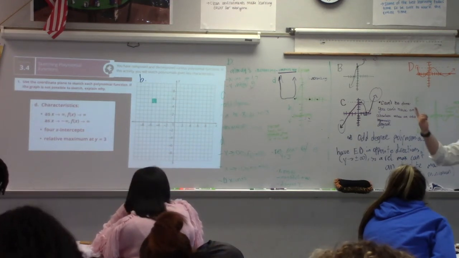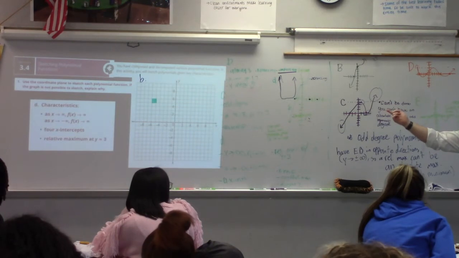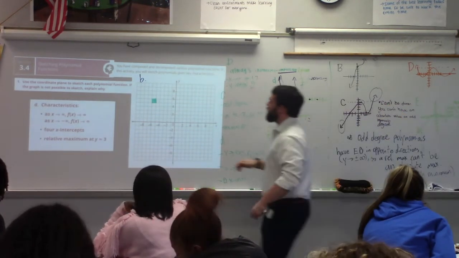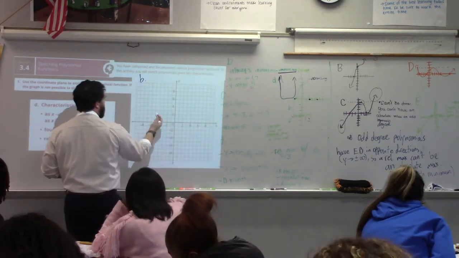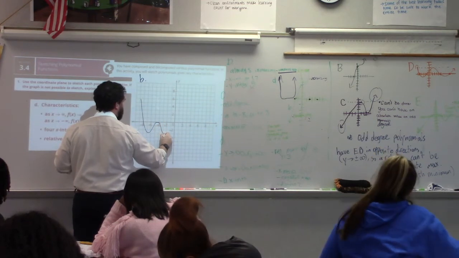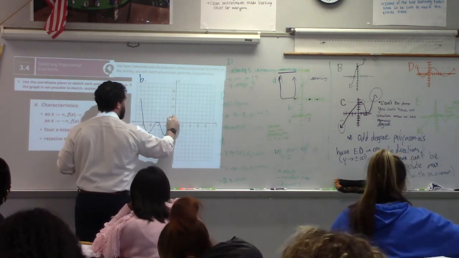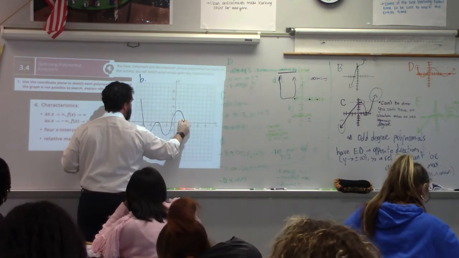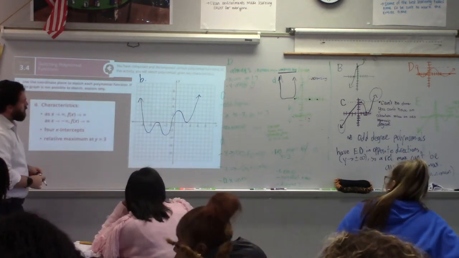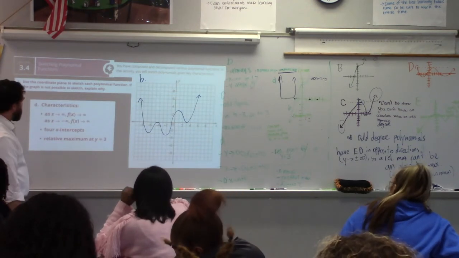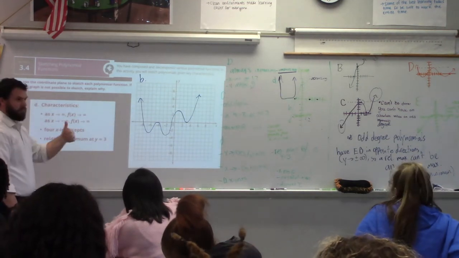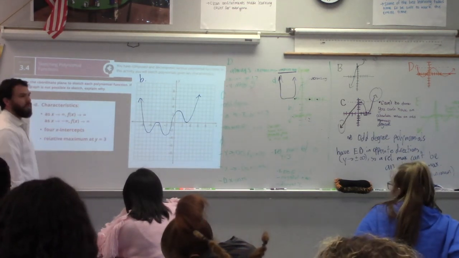Is there a requirement that there's only 4 zeros for D? No. It only says 4 x-intercepts. In fact, I would point out, could it do something like this? Would that work for D? Yes. The end behavior works, right? 4 x-intercepts? Relative maximum of y equals 3?